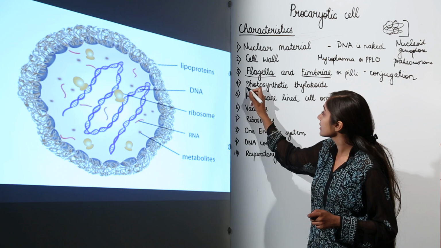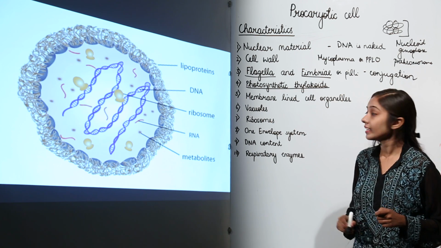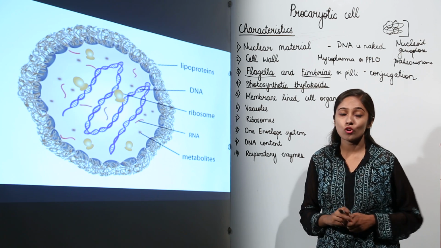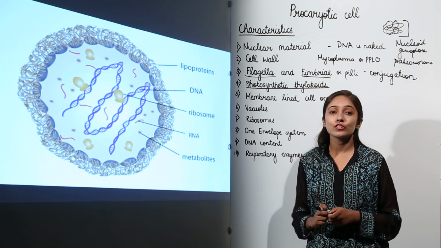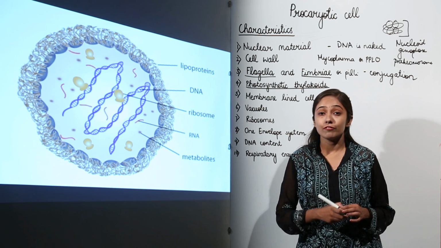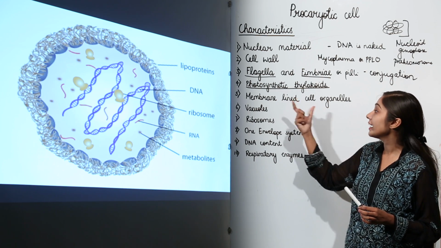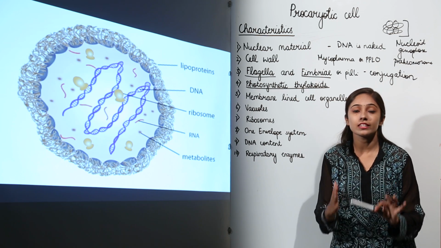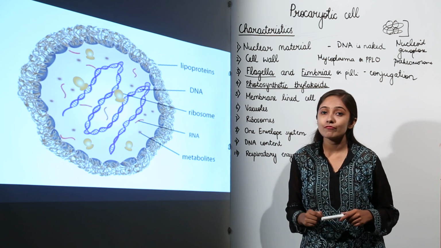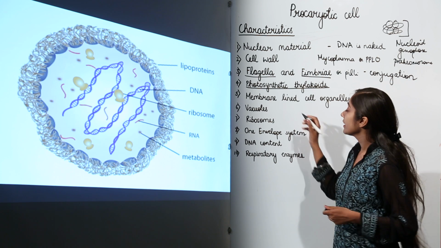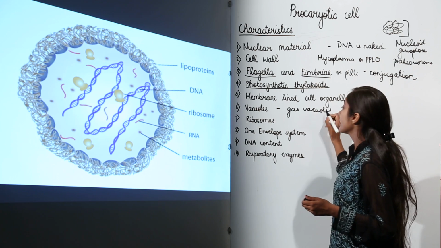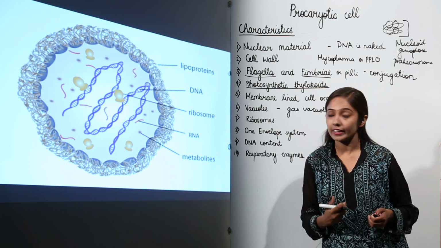Then some bacteria are autotrophic, means they prepare their own food. So photosynthetic thylakoids are also present, right? Then membrane-lined cell organelles are absent in a prokaryotic cell. If we talk about endoplasmic reticulum, Golgi apparatus, and lysosomes, these membrane-lined cell organelles are absent. Then typical true vacuoles or sap vacuoles are not there. Gas vacuoles may be there.